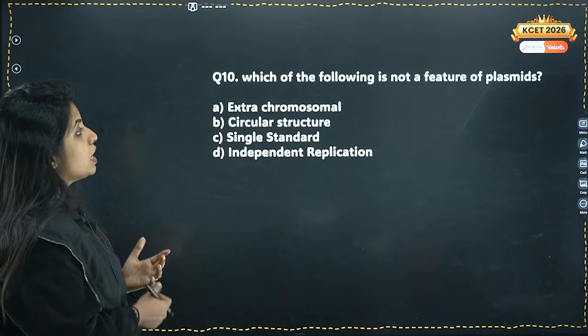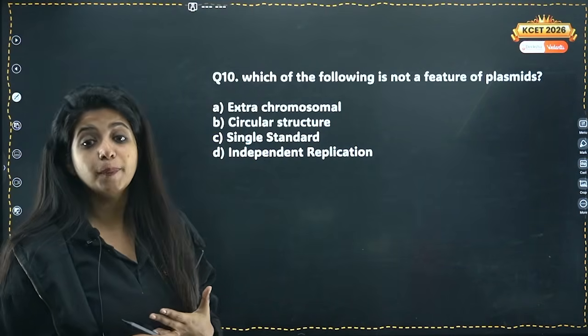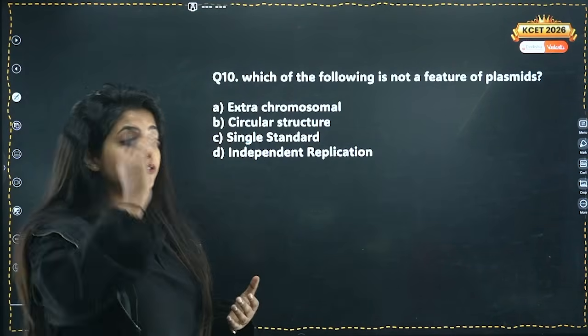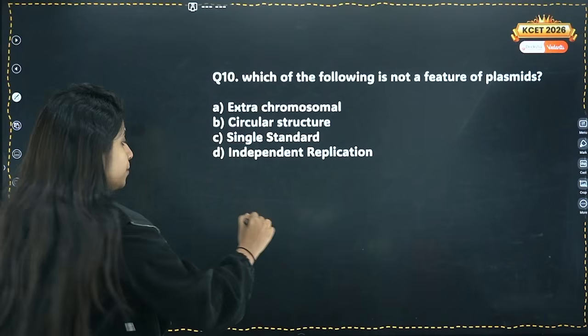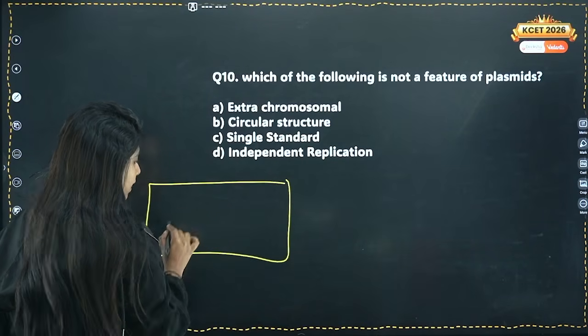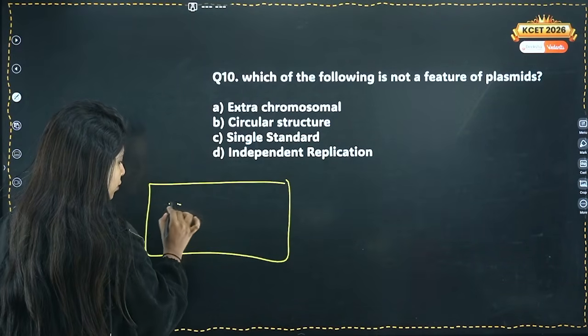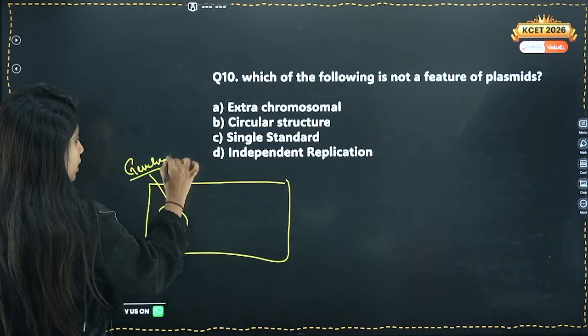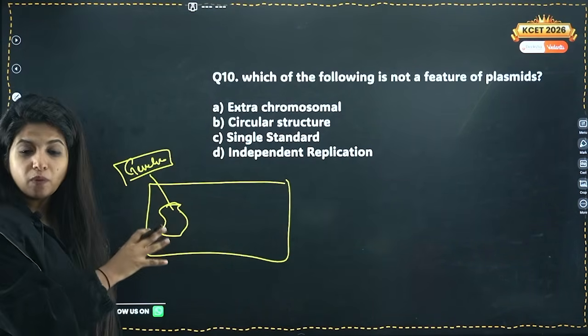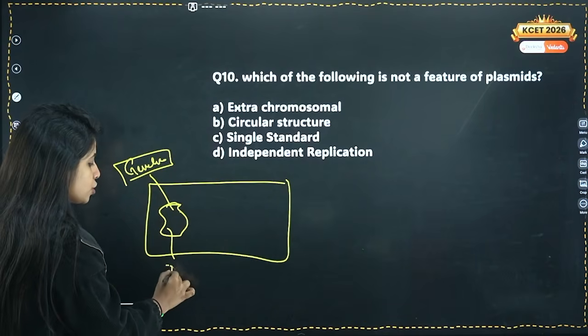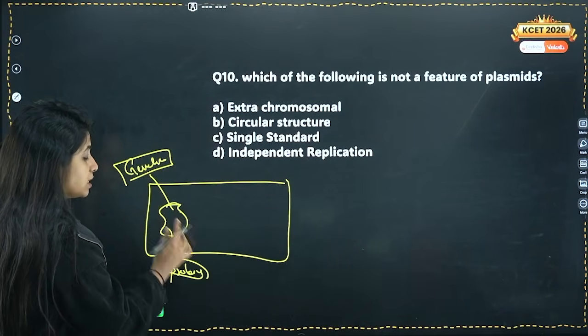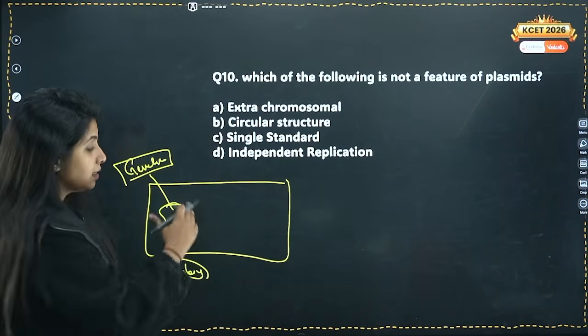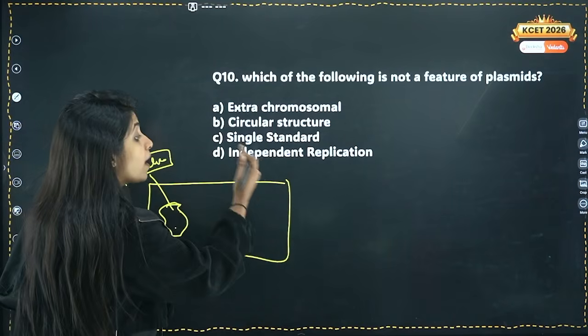Now, question number 10. Which of the following is not the feature of plasmid? What is plasmid? Suppose I am talking about one E. coli. So E. coli, my dear children, will be having its own genetic material for sure, its own genome, which is super important for the production of proteins that will let it survive. But apart from that, this guy will also have some extrachromosomal thing.